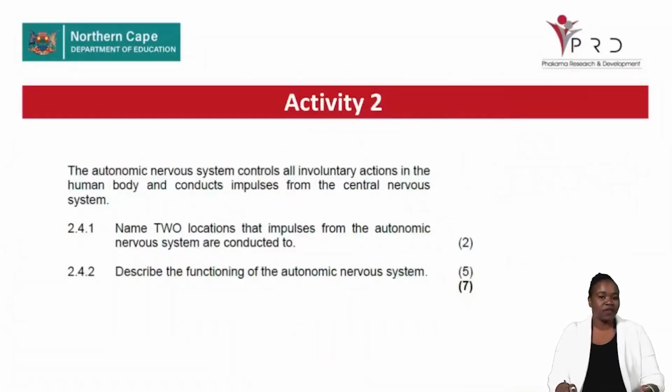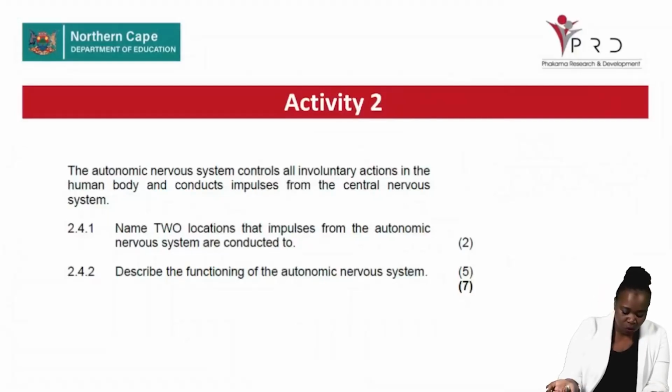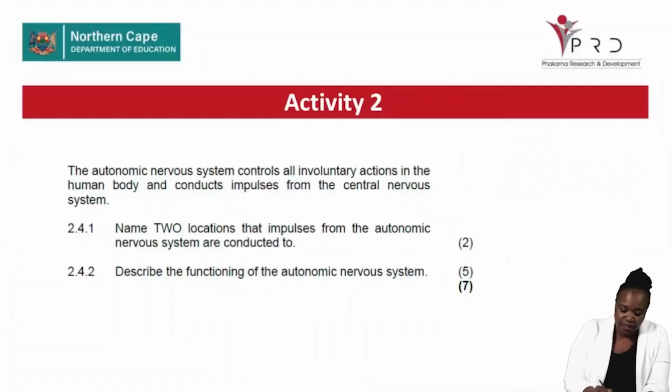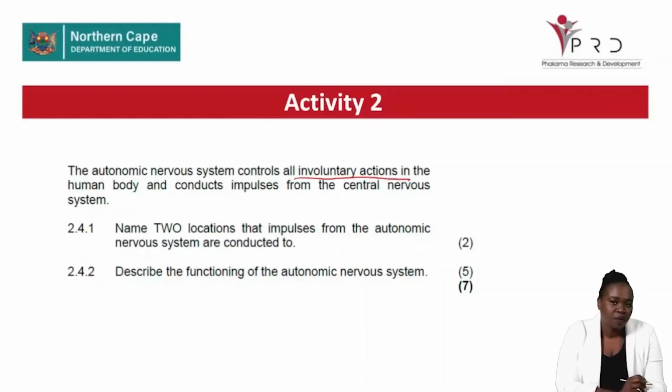Right. Okay, let's have a look at an activity on the autonomic nervous system. It says that the autonomic nervous system controls all involuntary actions. We have spoken about that. The autonomic controls involuntary actions, whereas the somatic controls the voluntary actions, as well as the changes in the external environment. Remember, when you see some changes in the external environment, you may decide to react or to not react. So that is a voluntary action, right?